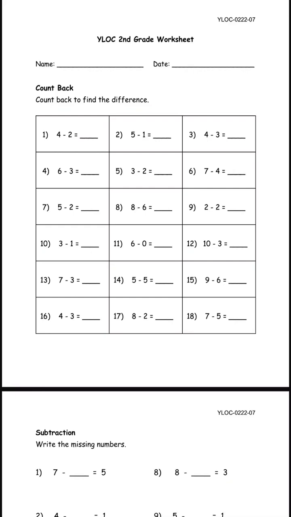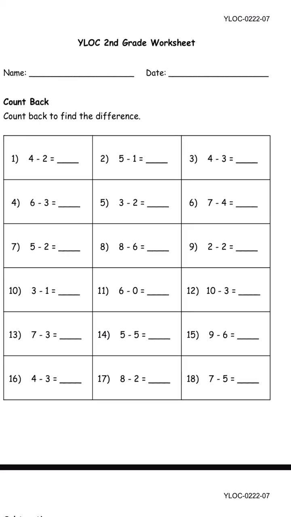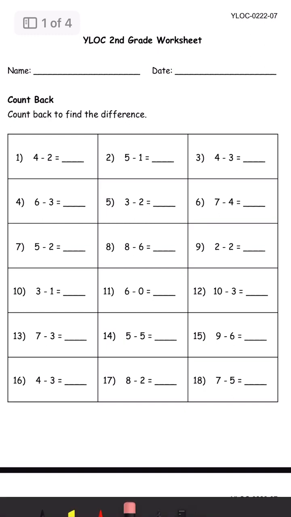Hi, this is Wylog's second grade lesson 7, and we're going to begin with count back. Count back to find the difference. So number 1, we have 4 minus 2. How we usually do it is 1, 2, 3, 4, and then we subtract 2. So we erase 2 and we count how many we have left, and that would be 2, right? So we would put 2.